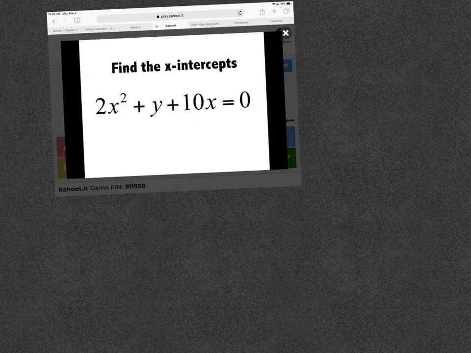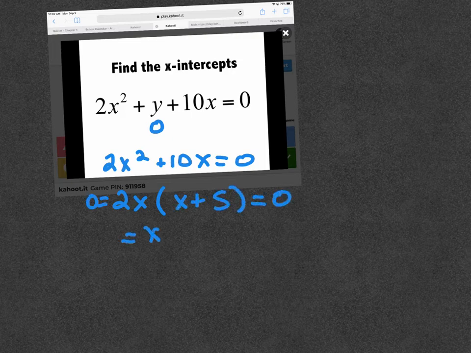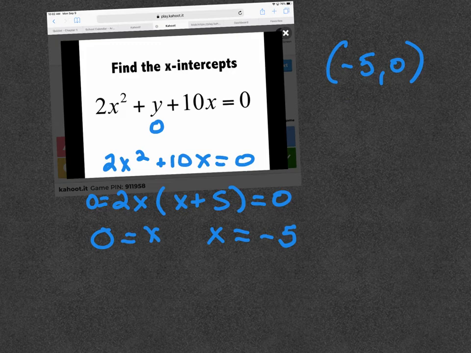All right, so now we're talking x-intercepts. So the y is 0, so this would be 2x squared plus 10x equals 0. Take out the 2: x plus 5 equals 0. Set them each equal to 0. Divide by 2, it's still 0. Subtract the 5. And then it is negative 5, 0, because the y was 0, and 0, 0.